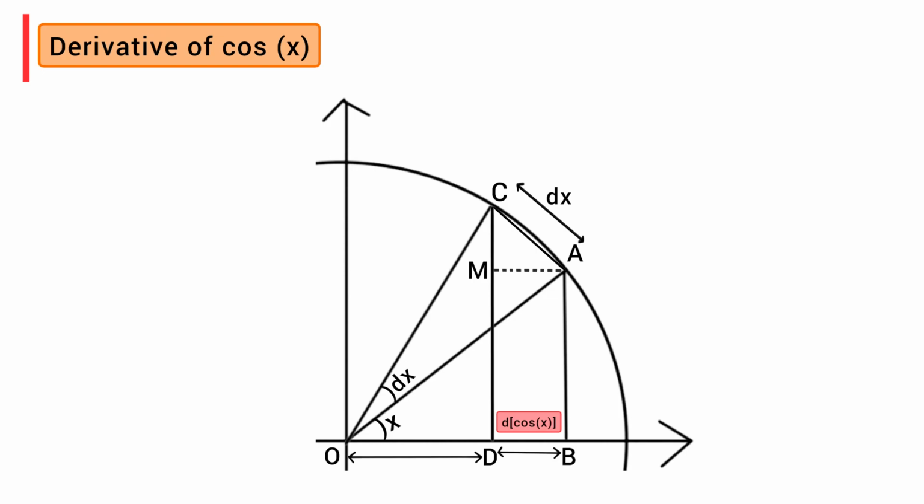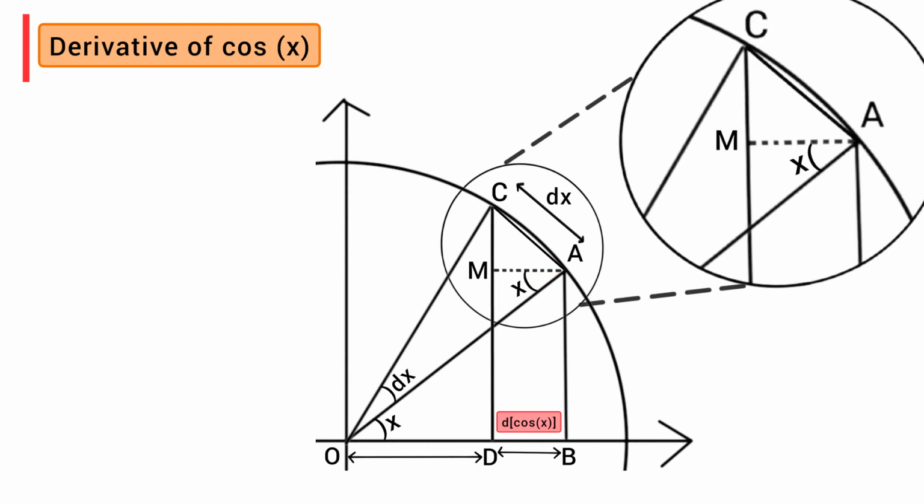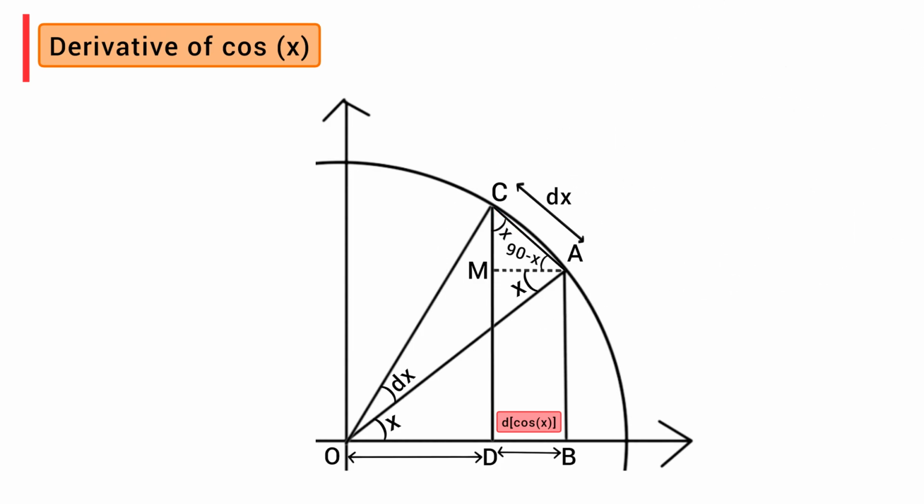To find the length of MA, we start with the base angle AOB. The angle MAO is also equal to x since they are alternate angles, and since angles CAM and MAO are complementary, being between the radius and tangent, angle CAM is equal to 90 minus x. Therefore, the required angle MCA is equal to x. Consequently, the sine x component of the arc CA constitutes the length of the change in the cosine x side.